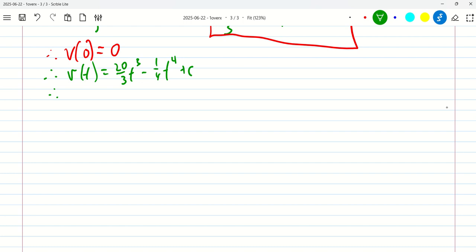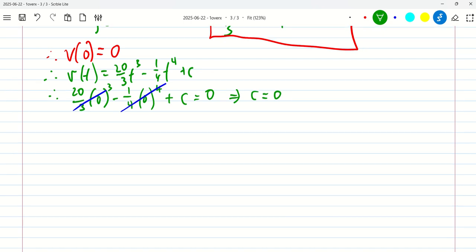So therefore, 20 thirds times 0 cubed minus... you're probably sitting there going, why is he bothering doing all this? It's just obvious what the answer is. That's okay, I'm just going to do it to make sure everyone can see. Plus C, and that's all equal to 0. And obviously, you're sitting there going, yep, that's 0. That's 0. So therefore, C is equal to 0.